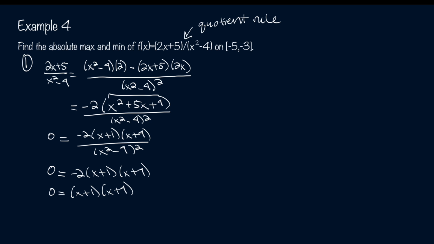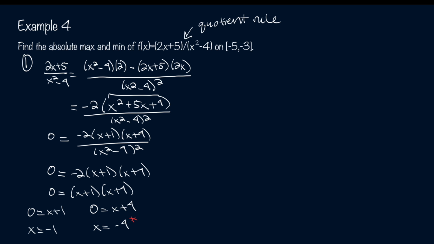So then we get 0 equals x plus 1, which is just x equals negative 1, and we get 0 equals x plus 4, which is going to be x equals negative 4. And so those are two critical values. However, if you notice, x equals negative 1 is actually out of the given domain. And so we're only going to be using the critical value of negative 4.